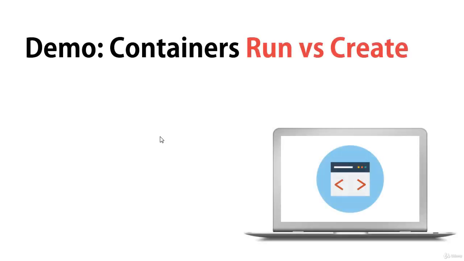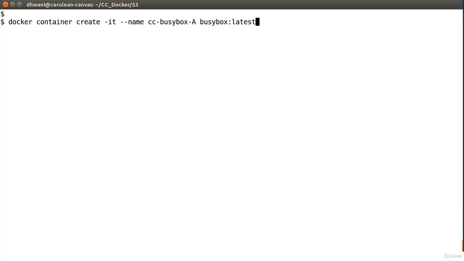Let's test out both of these commands with a BusyBox container. First, we will use the docker container create command. It is followed by the -it tag, which means it will be interactive and teletype enabled. We haven't given it the detached flag since we don't need to. We are naming our container cc-busybox A, and we are using the busybox image with the latest tag.